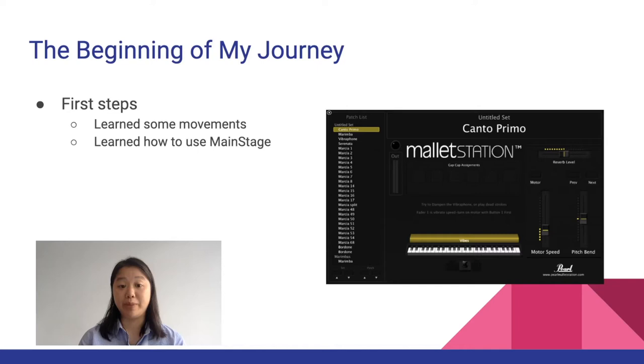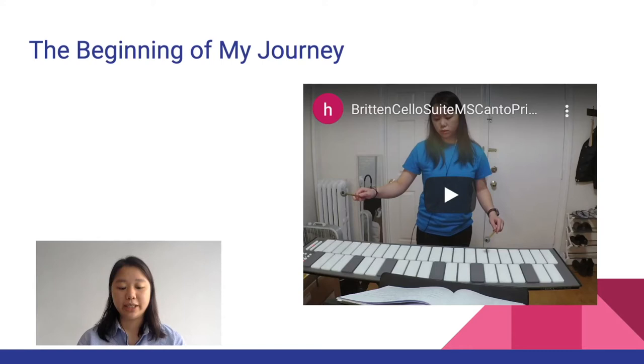Here are 2 excerpts from that summer. The first one is Canto Primo with a vibraphone patch. Shout out to my former teacher Doug Perkins for giving me my first lesson on EQ and reverb and making the Logic Pro vibraphone and marimba sound more like real instruments.